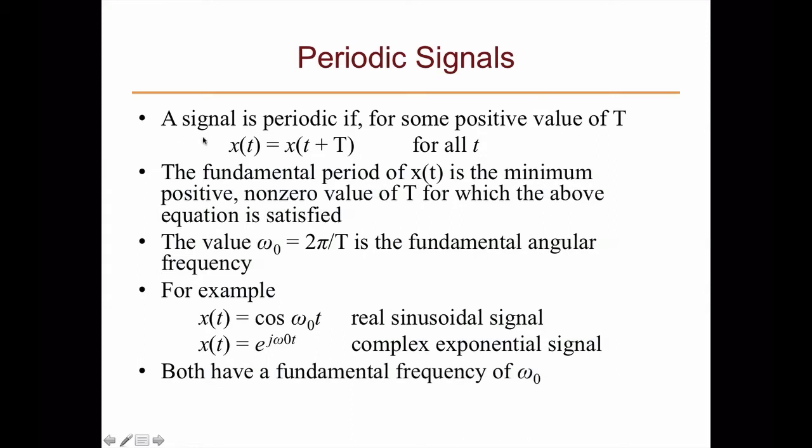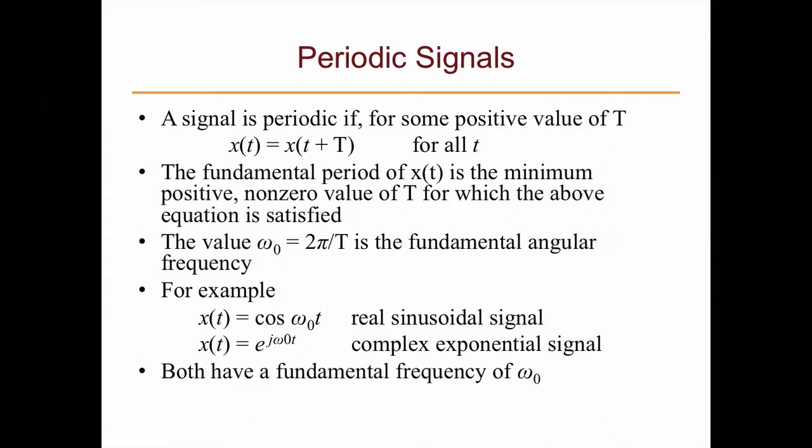We know that a signal is periodic if for some positive value T we have x(t) equal x(t plus T). We call this capital T the fundamental period. It has to be the minimum positive non-zero value of T, because you can have 2T which also creates the repetition in the signals, but 2T is more than T. Then we have the value omega 0 equals 2 pi over T as the fundamental angular frequency, or fundamental frequency in short.